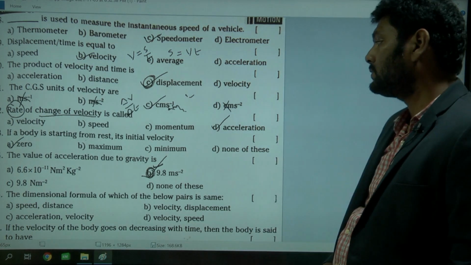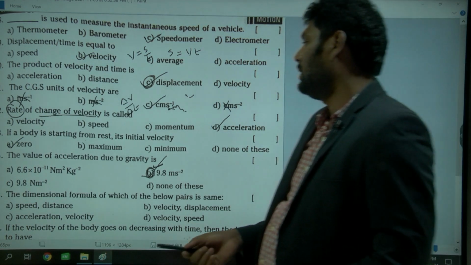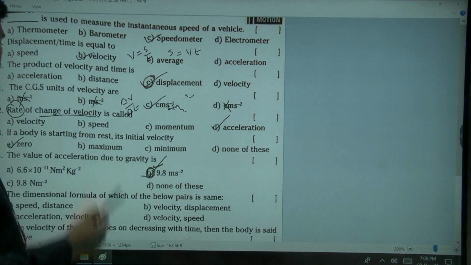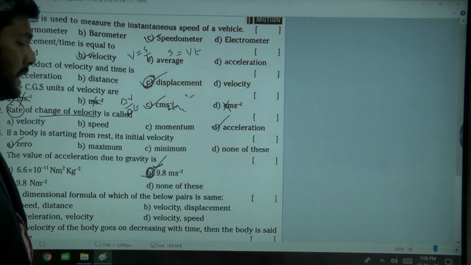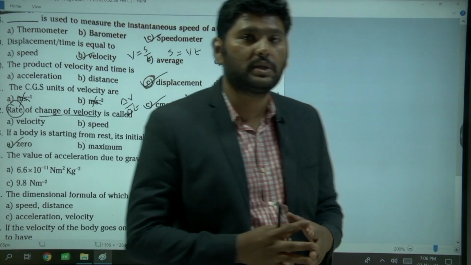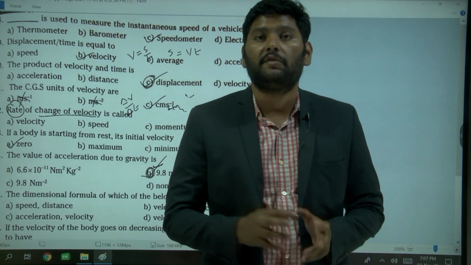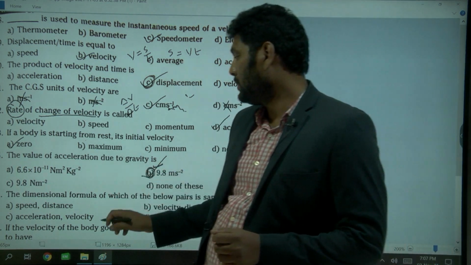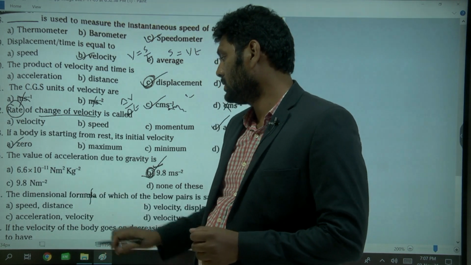Similarly, the dimensional formula of which of the following pairs is the same. You know the dimensional formula? A dimensional formula is a formula expressing all physical quantities in terms of fundamental quantities. We are not explaining the term, so we will not discuss it now.